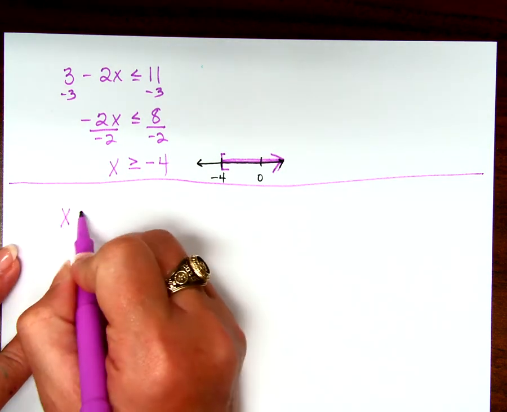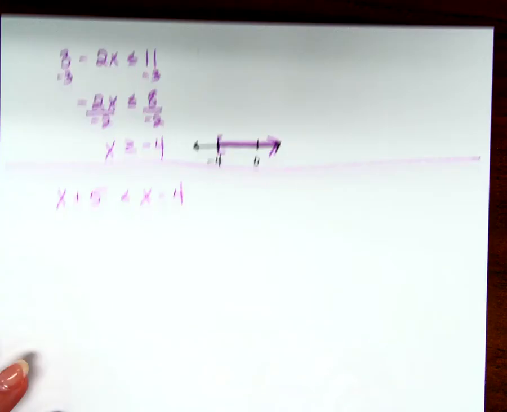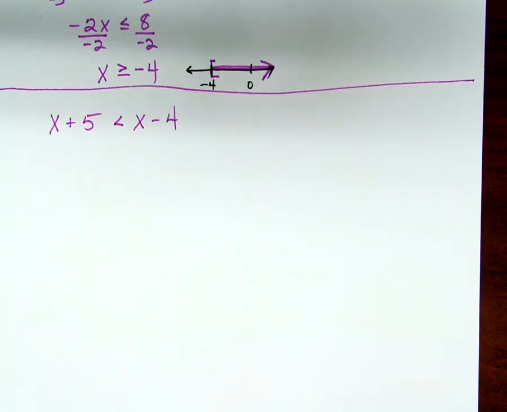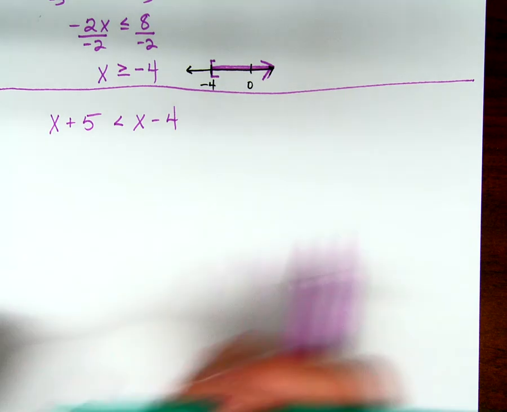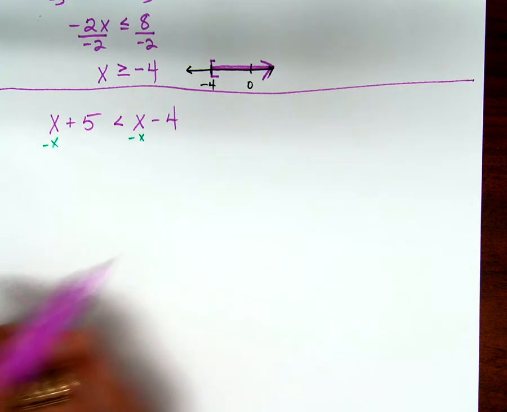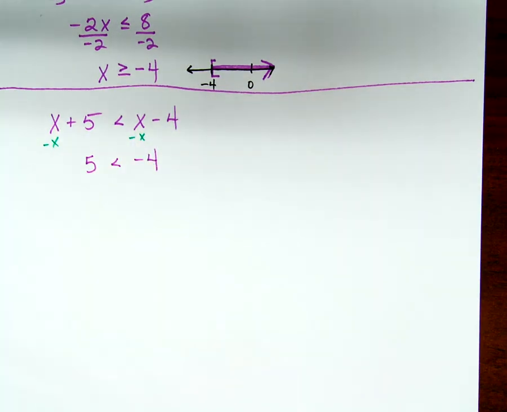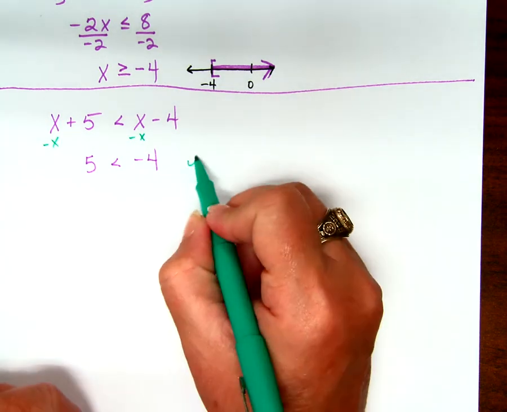Well, what about this one? x plus 5 is less than x minus 4. When I subtract x from both sides, 5 is less than negative 4. What? Yeah, no, it's not. Is it? Did I do anything wrong? Then what's this answer? No solution.